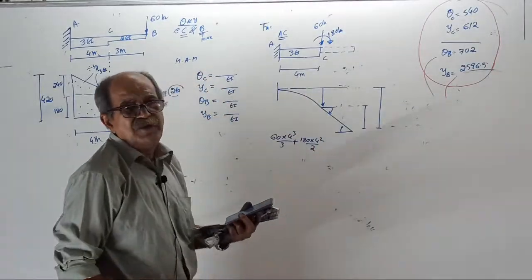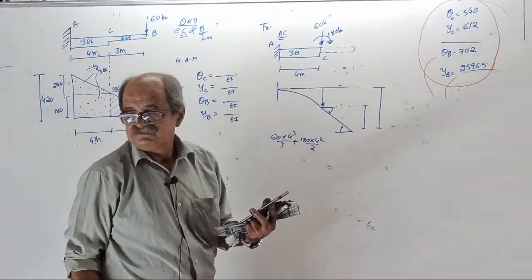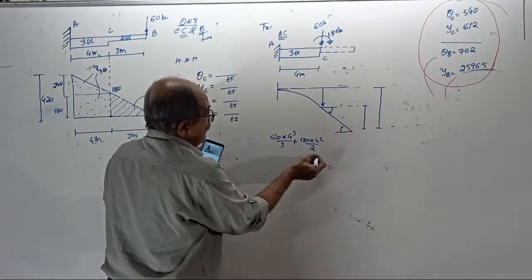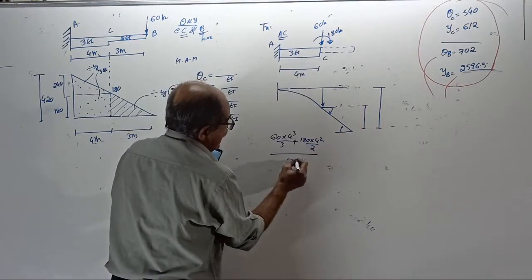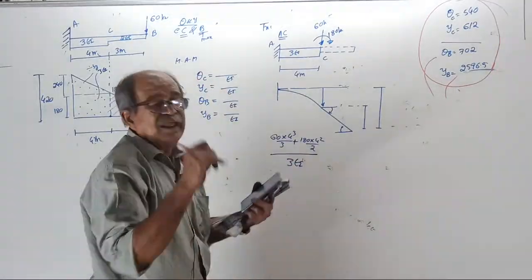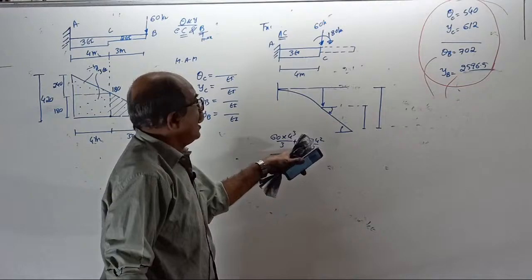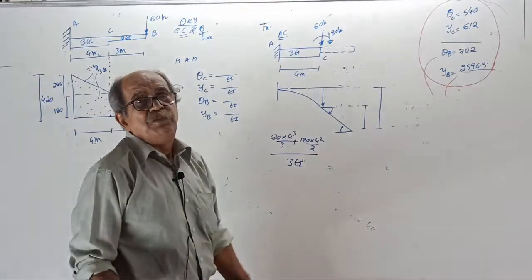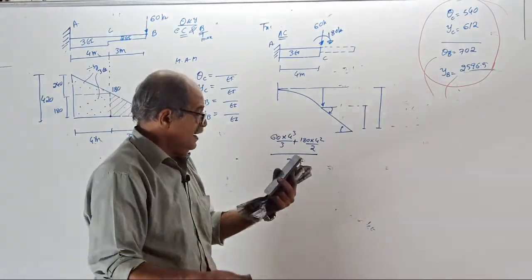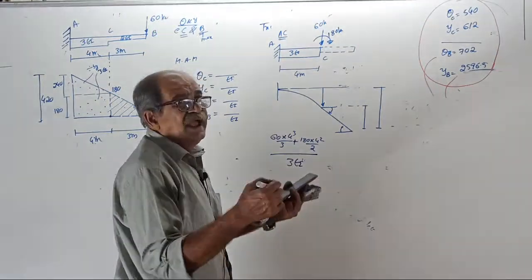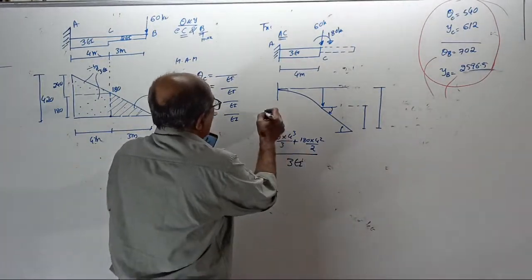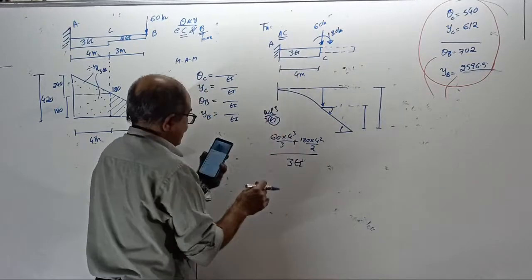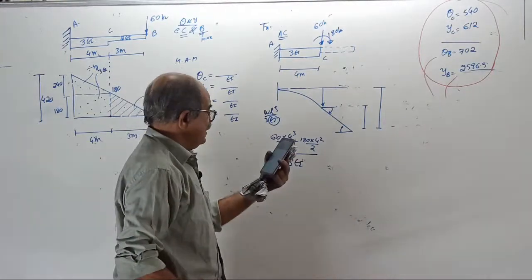Answer. You are not giving. Instead of 27, how much? 2720. But divided by 3 EI. That is the formula: WL cube by 3 EI. WL cube by 3 into the respective EI. Divide it by 3 EI. Why? The formula is WL cube by 3 EI, but where EI is there, you have to use 3 EI. Divide the answer by 3.